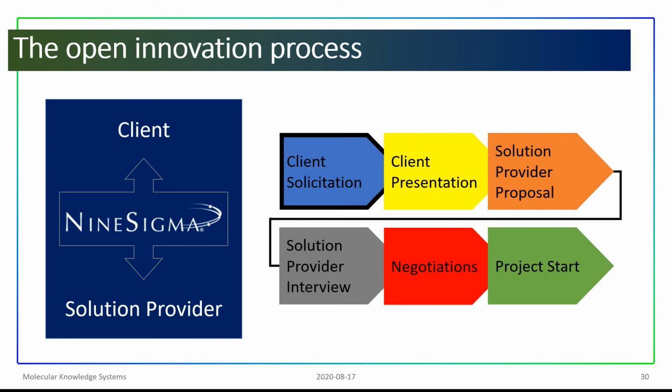The solicitation contains a general description of the problem, background or historical information, and often some suggestions on areas the clients would like to see investigated. This is sometimes followed by a client presentation, an online webinar in which additional information is presented and an opportunity for questions and answers is given. If we think we have a worthy idea, we write a proposal. If our proposal intrigues the client, we often go through an interview process, followed by negotiations, and, if all goes well, we begin a project. It is this process that I wanted to use as the basis for discussing the lessons we have learned from the various open innovation projects we've worked on.